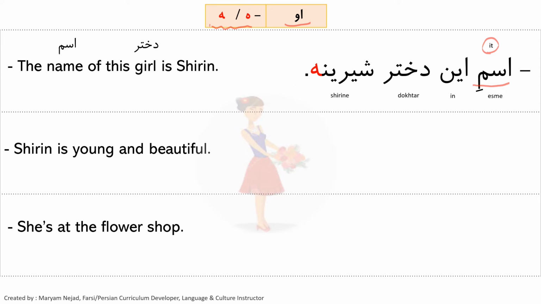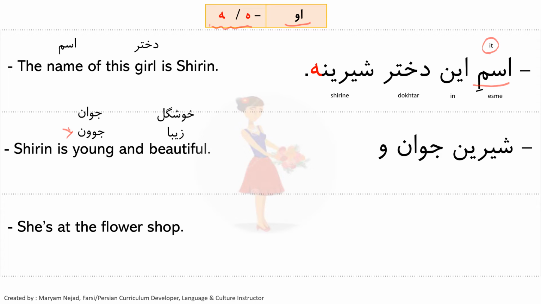Next, we want to say Shirin is young and beautiful. So young is javan, but the informal is javun. Beautiful is خوشگل or ziba. Shirin, javan و خوشگله. The more informal pronunciation of the sentence is Shirin, javun و خوشگله.